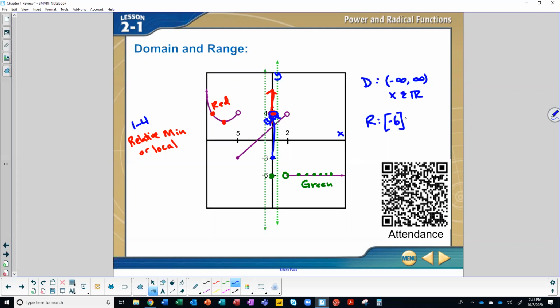Then I have a break. We represent breaks with a union. Closed circle on -3. So again, another bracket because it's closed. To infinity. Parentheses. Infinity always gets a parentheses.